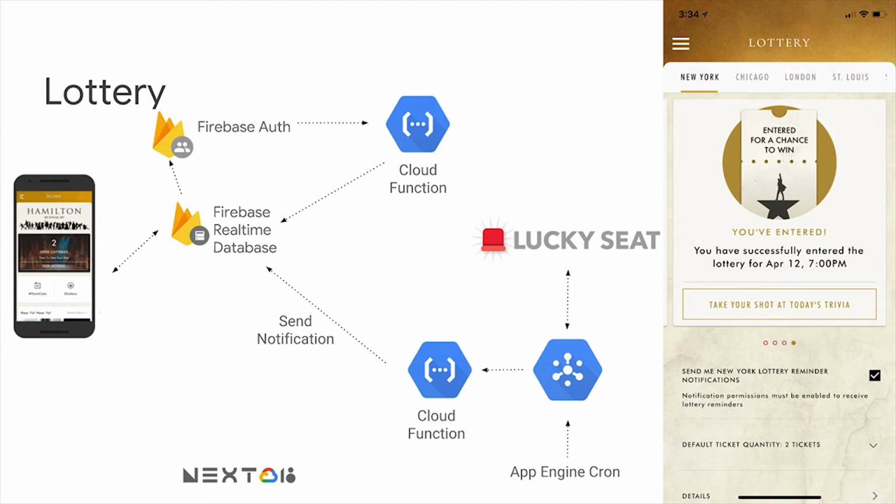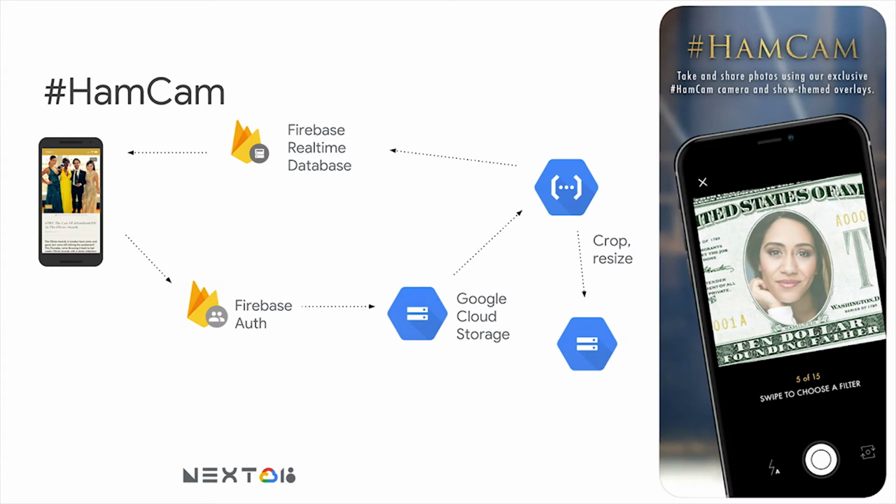There's a cron job that then operates down here on a daily basis, triggering a cloud function that says who's won on that particular day. It selects the winners, writes it back into the real-time database, and also notifies Lucky Seat that these people have won, print their tickets, and the users are told of their winning status or to enter the lottery the next day. Really interesting feature. Next feature, the HamCam, the selfie app.